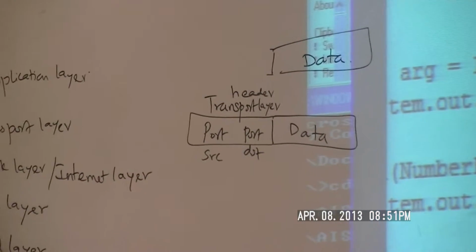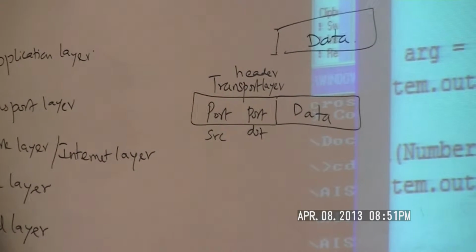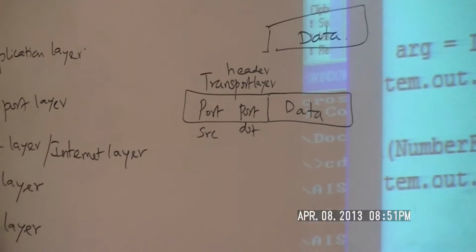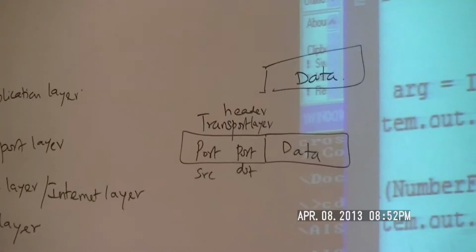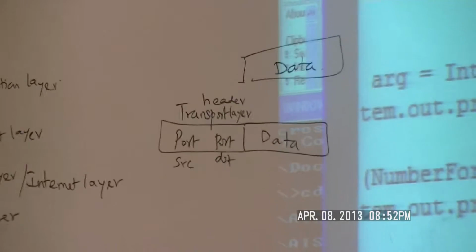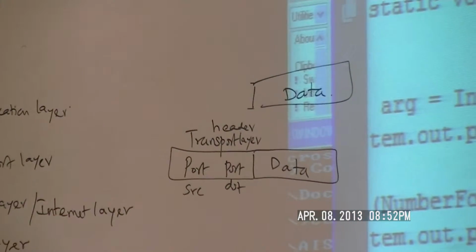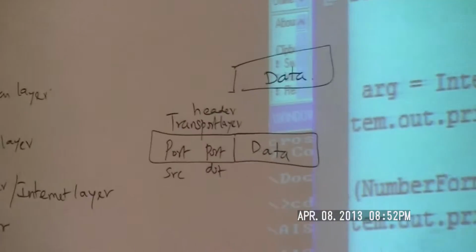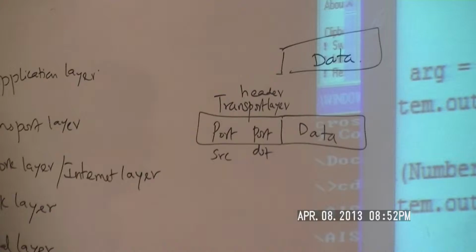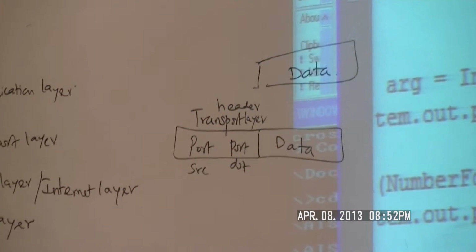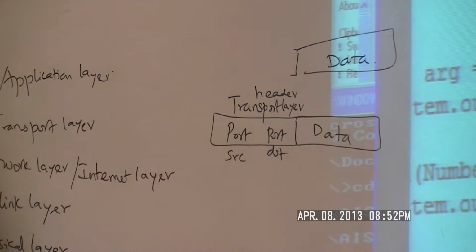What are examples of transport layer protocols? UDP and TCP. TCP is Transmission Control Protocol, UDP is User Datagram Protocol, right? So you have a source port number that identifies the source process, and the destination port number that identifies the destination process. So if you're running, say, FTP runs on port number 80.